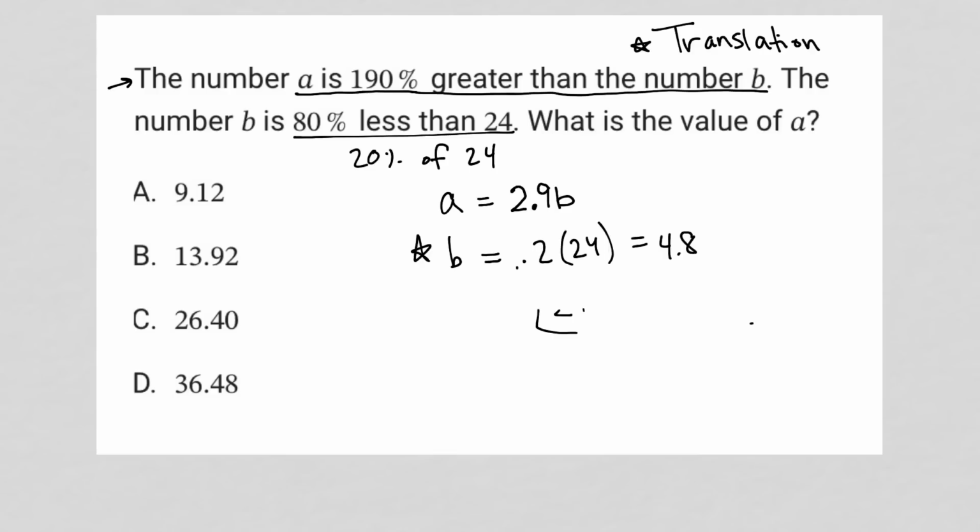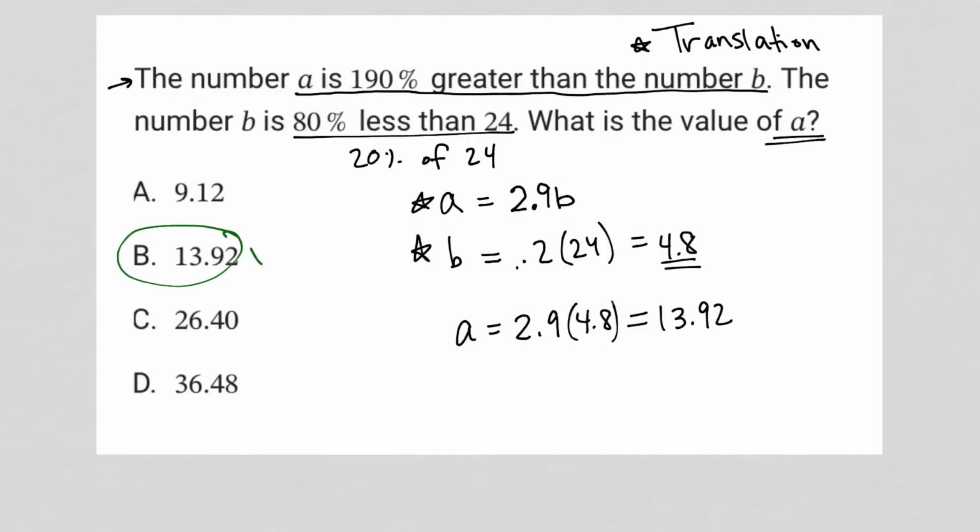The question asks, what is the value of A? What does A equal? Well, we know that A is equal to 2.9 times B. But we also now know that B is equal to 4.8. So I have 2.9 times 4.8. 2.9 times 4.8 in my calculator is 13.92. And therefore the correct answer here is choice B.